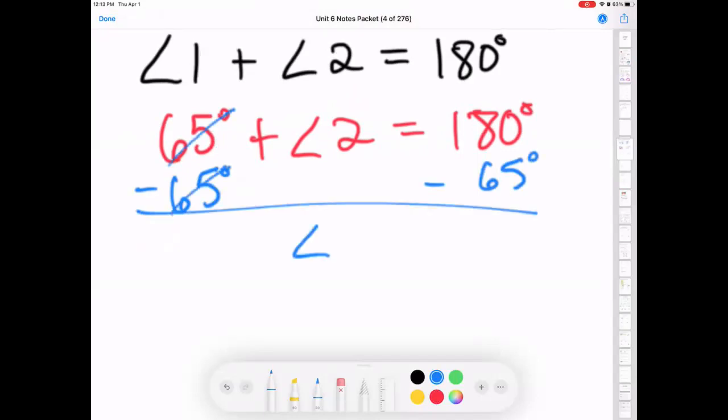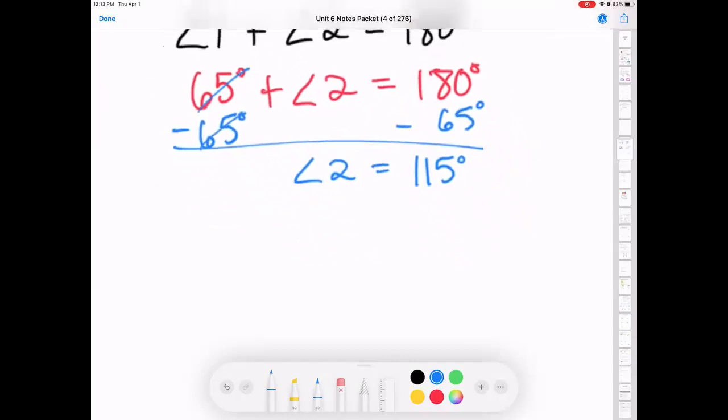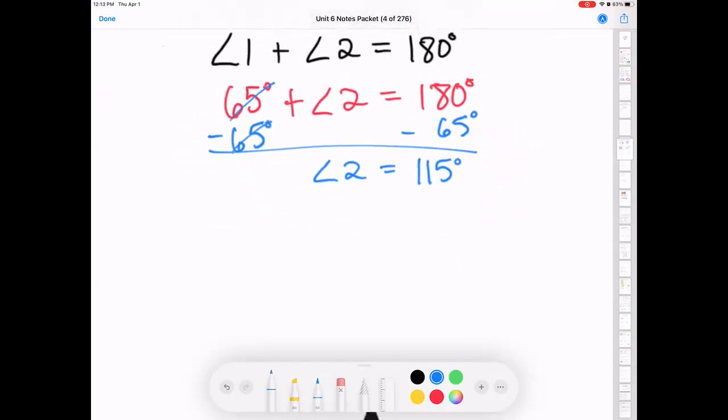And we see that angle 2 is going to come out to be 115 degrees. Now that I've solved for my angle measure, I go ahead and do my verification, my check. So again, angle 1 plus angle 2 should equal 180.